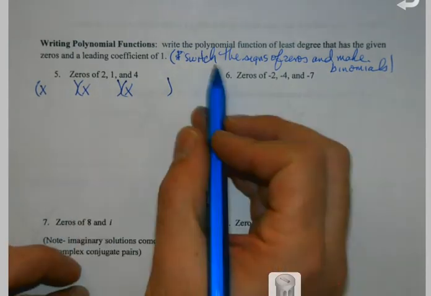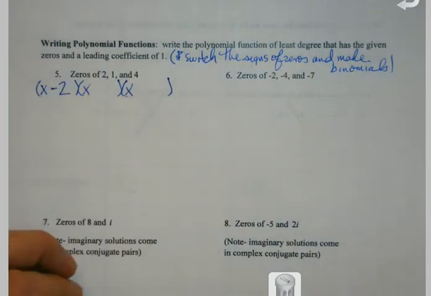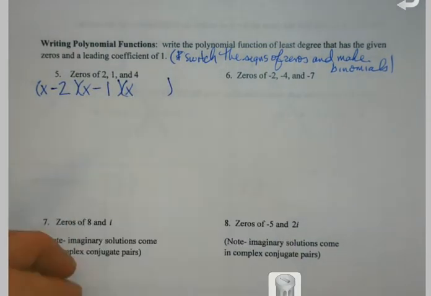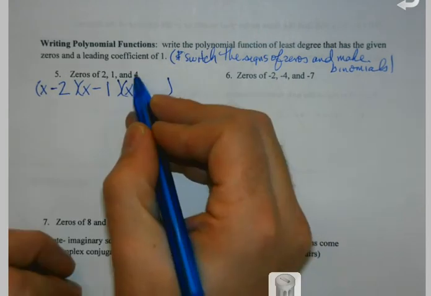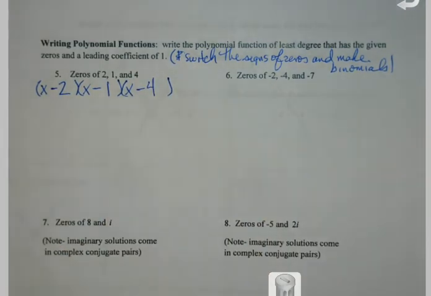So here it says switch the sign of the 0. Okay, that's positive 2. I'd make it negative 2. That's positive 1. I'm going to make it negative 1. That's positive 4. I'm going to make it negative 4. Because here's what I want you thinking about. We're doing one of these problems in reverse.